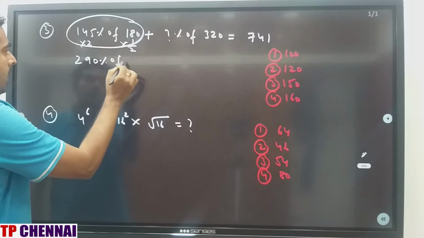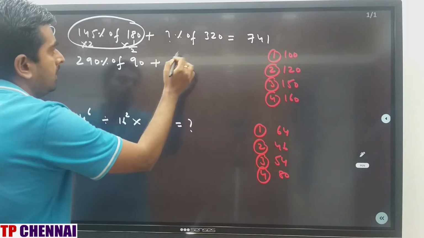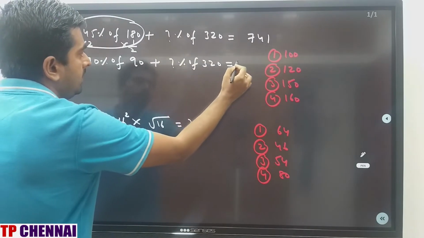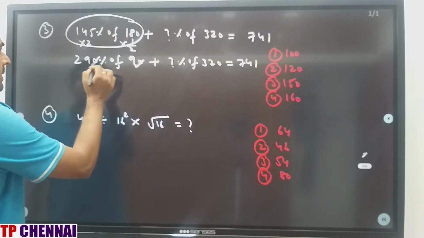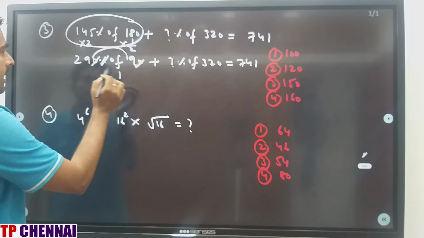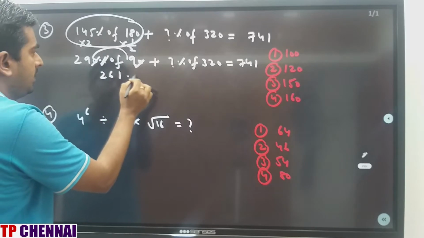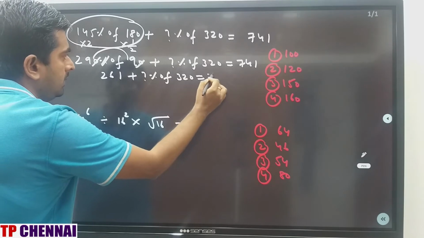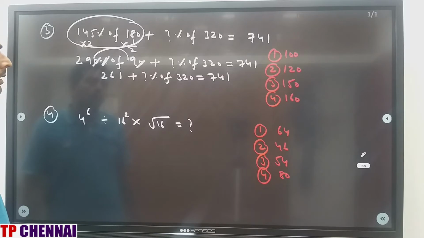So this is 290% of, what is 180 by 2? 90, plus question mark percent of 320 is equal to 741. So 00 and percent will go. So what is 29 into 9? 9 9s are 81, 9 2s are 18 plus 8 is 26, so 261, plus question mark percent of 320 is equal to 741. What is 741 minus 260? It is how much? 480.